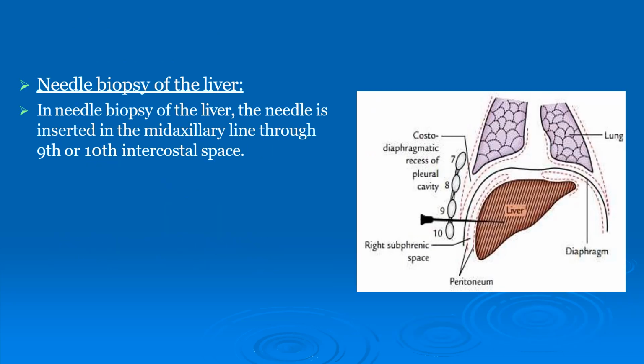Next, about needle biopsy of the liver. In needle biopsy of the liver, the needle is inserted in the mid-axillary line through the 9th or 10th intercostal space. In this picture, you can see this is the 9th rib, this is the 10th one. So in between the intercostal space, the doctors can insert a needle which will enter directly into the liver. Above this level, if the needle is inserted, it may damage the lungs.